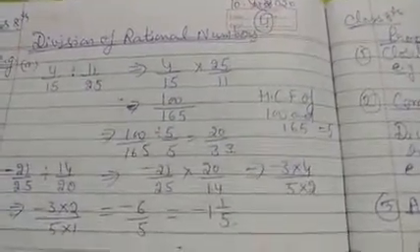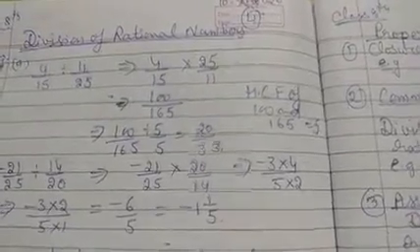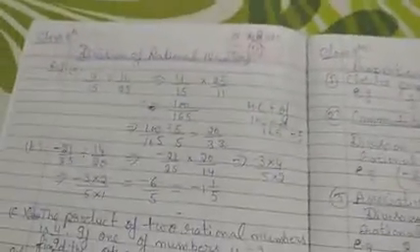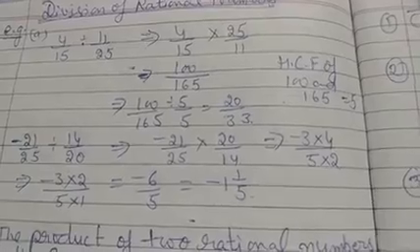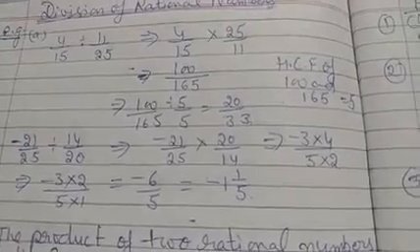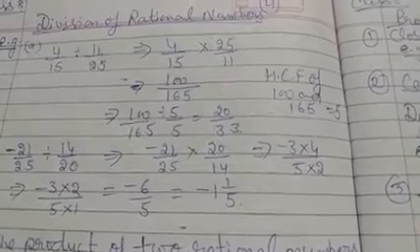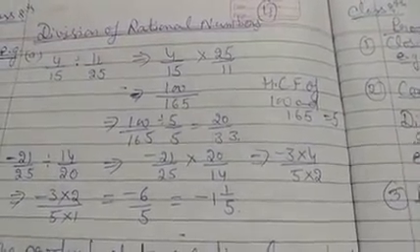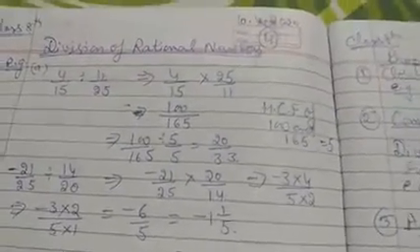Next we have done today division of rational numbers. When you divide two rational numbers, that gives you a rational number. Then how do you divide two rational numbers? First rational number divided by second rational number, then change division into multiplication with the reciprocal of the second rational number. Now multiply as before, numerator with numerator, denominator with denominator.